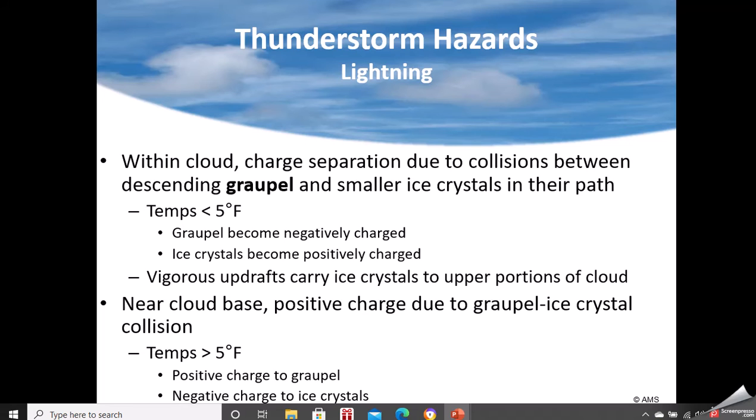So guess what? The higher up in the cloud, the more negative they are, and the ice crystals around them become positively charged. On the other hand, down at the bottom, the graupel becomes positively charged, and they're negatively charged ice crystals.